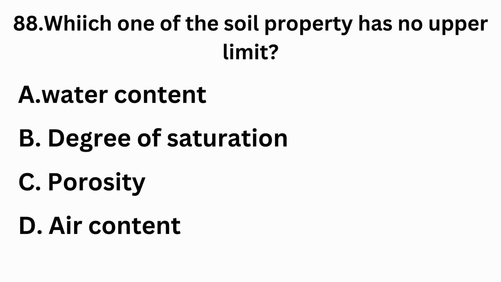Question number 88. Which one of the soil properties has no upper limit? A. Water content, B. Degree of saturation, C. Porosity, and D. Air content. So the correct answer is A. Water content, which is also called moisture content. It is the ratio of weight of the water to the weight of the soil solids, and there is no upper limit to water content.